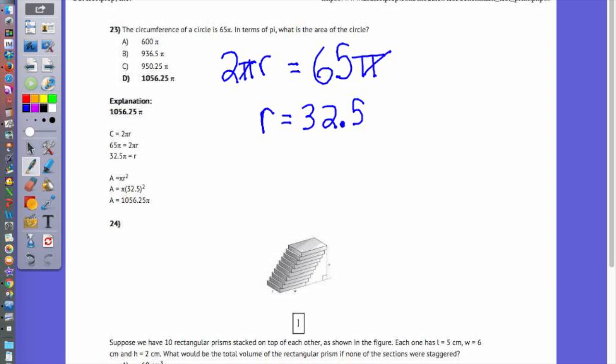3,300? What? 32.5 times 32.5 should be 1,000. I know, I keep hearing you guys say 3,000 something. Okay, did you multiply it by 3.14? That's okay. Look at the answer. It says in terms of pi, and it's 1056.25 pi.